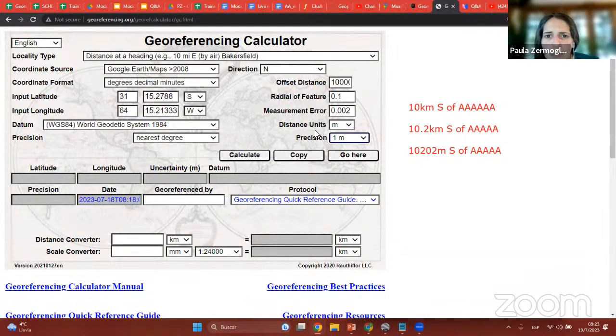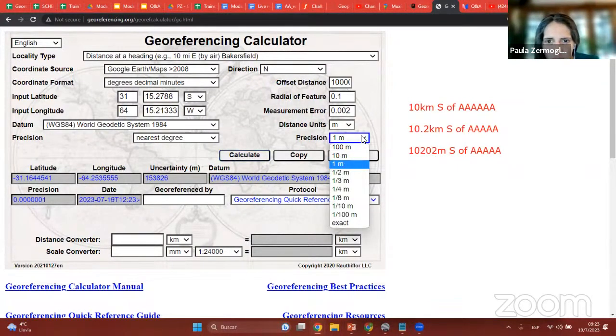So the precision for this type of calculation always refers to the offset distance that we're reporting. We have to be very careful because we will have to specify the distance units as well. And if you do the calculations, you will see that the uncertainty we get is very, very different for different precisions.